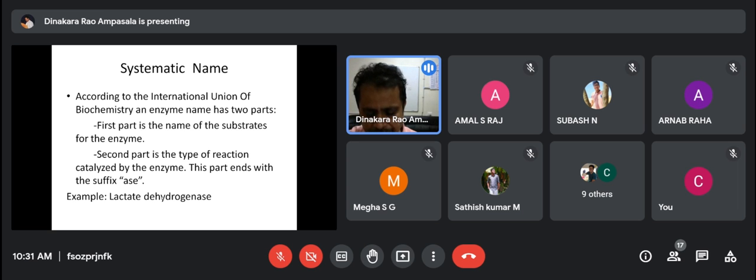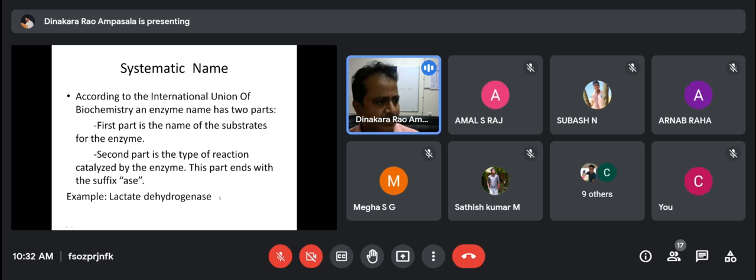Once you go deeper, you can understand how it works and what kind of work it does on the substrate. So in this way, the first part is the substrate on which it is working, and the second part is the reaction catalyzed by the enzyme, what type of reaction. This part ends with the suffix ase. So you get substrate plus ase, for example, lactate dehydrogenase.